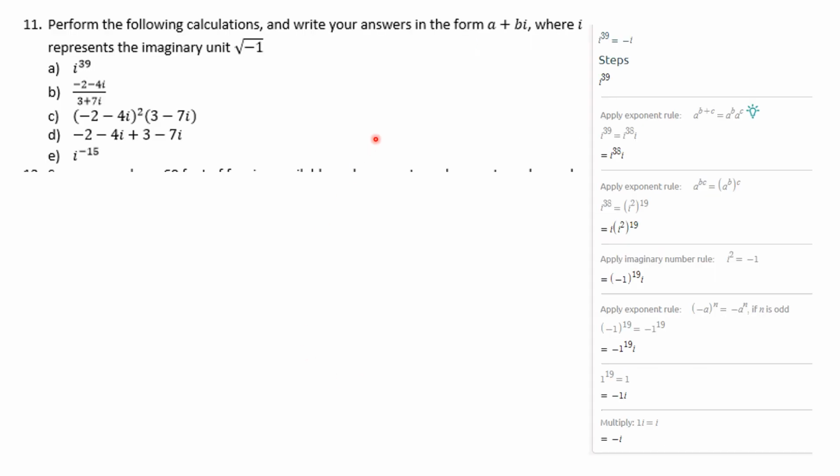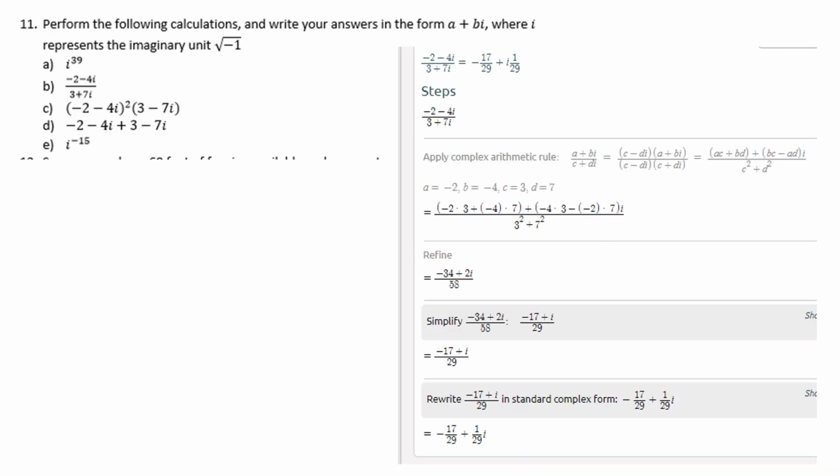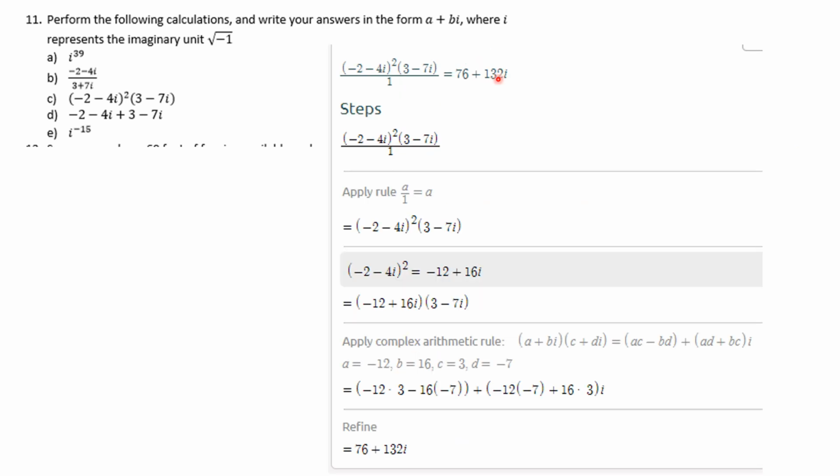Here's problem number 11. There are several parts to this. Each one is worth 2 points. It's right or wrong. I to the 39 ends up being negative I. This quotient, when you simplify it, it should end up being minus 17 over 29 plus I times 1 over 29. Part C. Whenever you do all those calculations, you should get 76 plus 132i.